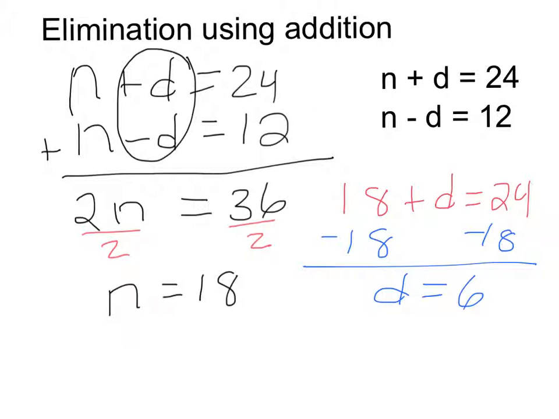Okay, typically at this point we want to put the ordered pair in alphabetical order. D comes before n, so our solution as an ordered pair would be 6, 18.